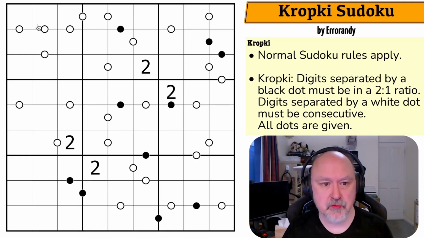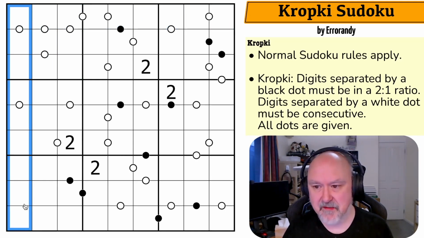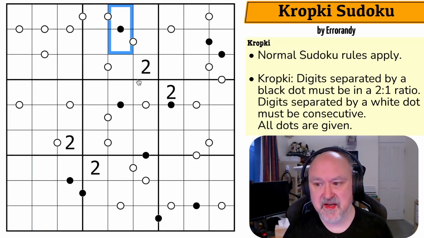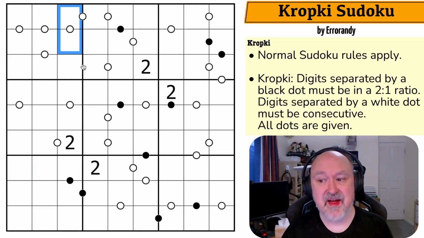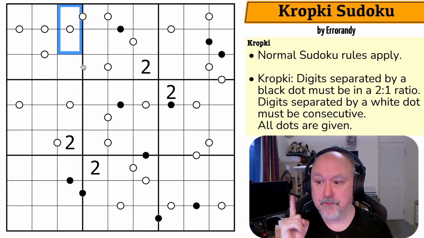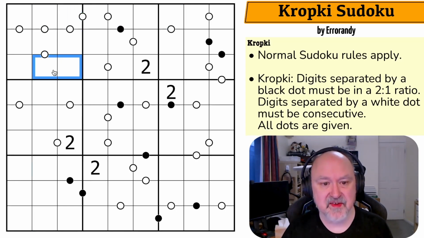We have normal Sudoku rules apply. So in every box, in every row, and in every column, the digits 1 to 9 must be placed without repetition. And then we've got Kropki. Digits separated by a black dot must be in a 2 to 1 ratio. Digits separated by a white dot must be consecutive, and all dots are given. So that means that we cannot have consecutiveness or a 2 to 1 ratio anywhere that there is no dot.